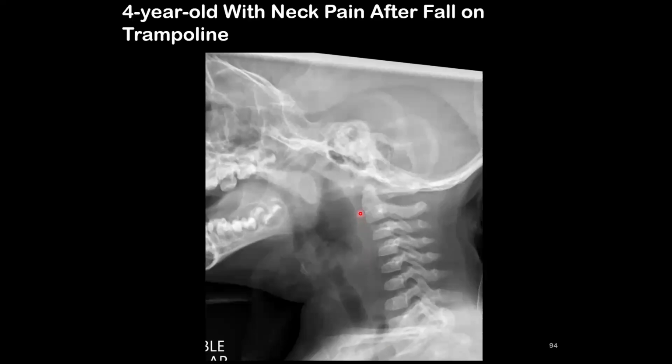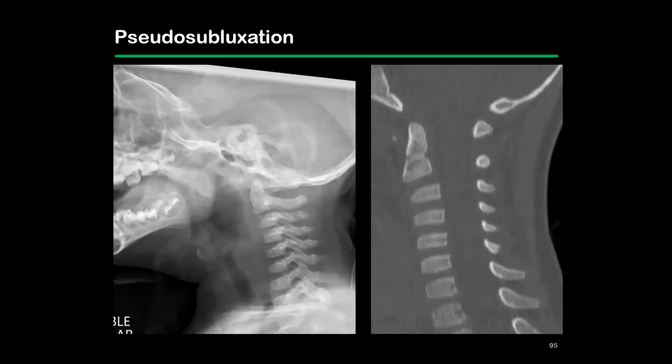And so if we do our alignment, we see that the C2 vertebral body anteriorly is a little bit offset from the underlying C3 and the rest of the vertebral bodies. And so is the posterior vertebral body line. That's a little bit more offset, but our spinal laminar line is intact. And so this is what's called pseudosubluxation.